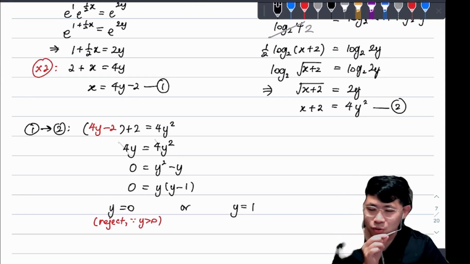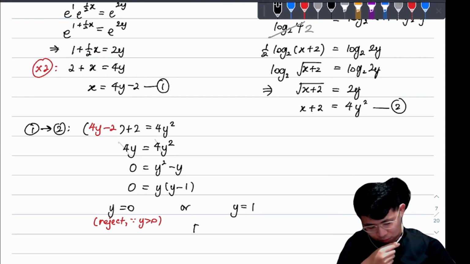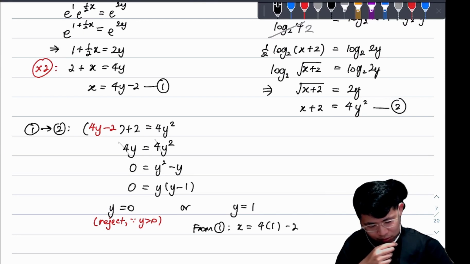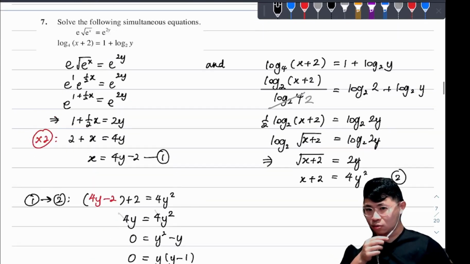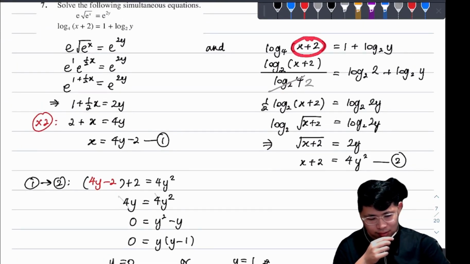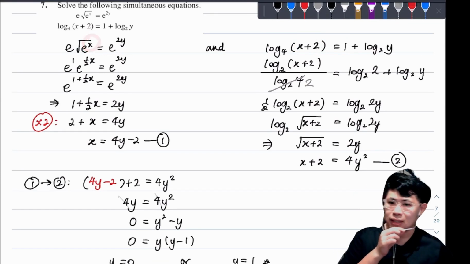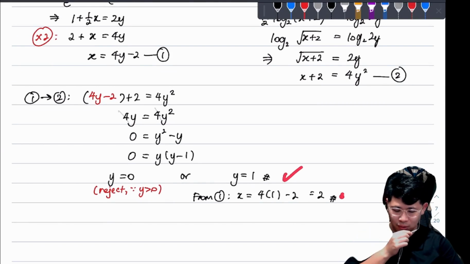Okay, then so remember to check back to the original equation. Okay, so then from equation 1, x will be equals to 4y minus 2, so x will be equals to 2. Okay, so y equals to 1, x equals to positive 2. So both are positive numbers, right? So let's double check and see. Now this one over here, 2 plus 2 will give you 4, right? So log 4 just nice will give you a good number. This one over here, the x can be any number, so it's fine. Okay, so the final answer, y equals to 1, x equals to 2.